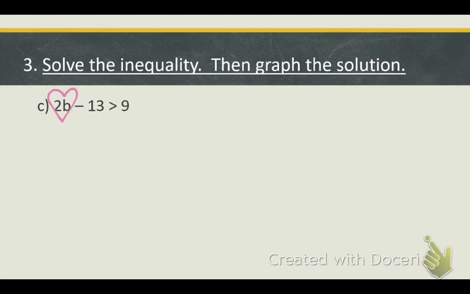I want you guys to try this one on your own. What do I have to do first? Add 13 to both sides. Yeah. And you're left with 2b is greater than 22. Now what? Divide by 2. And you're left with what? B is greater than 11.